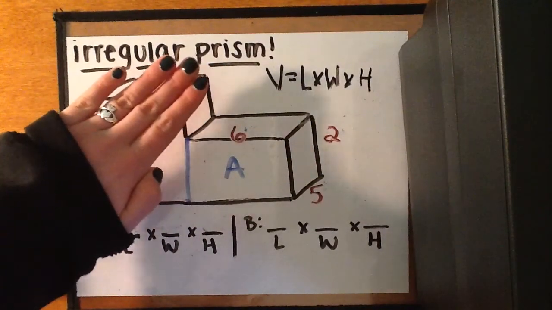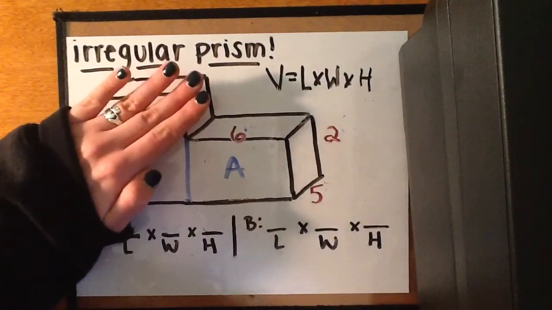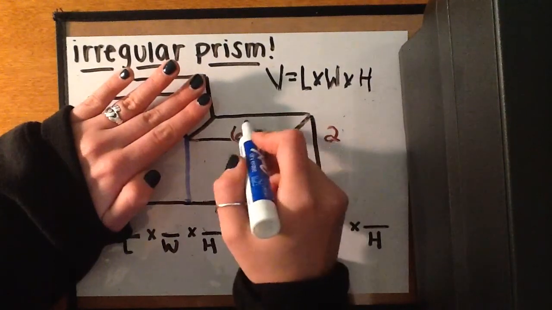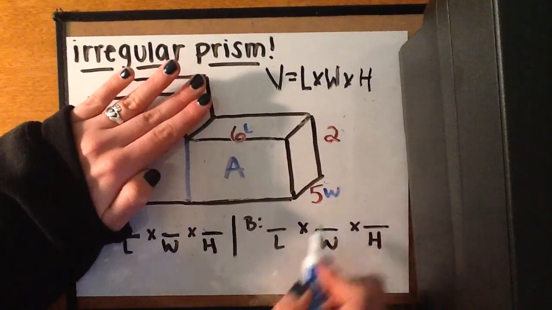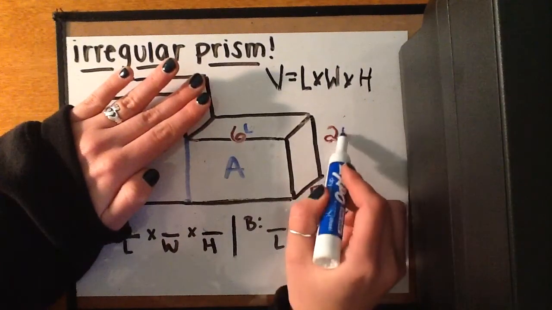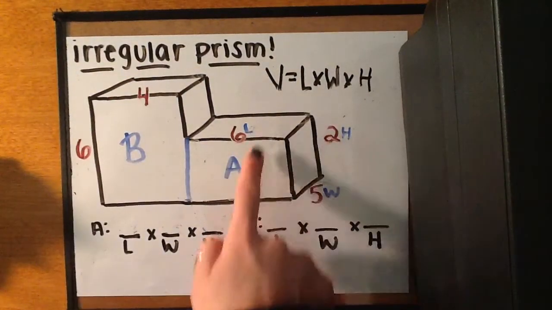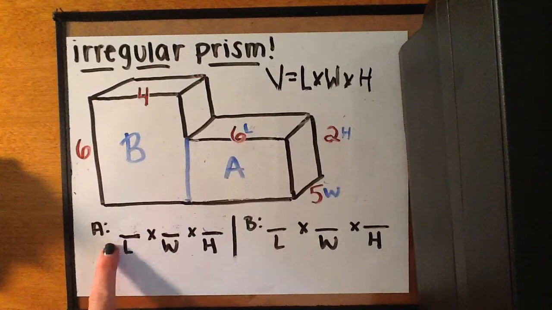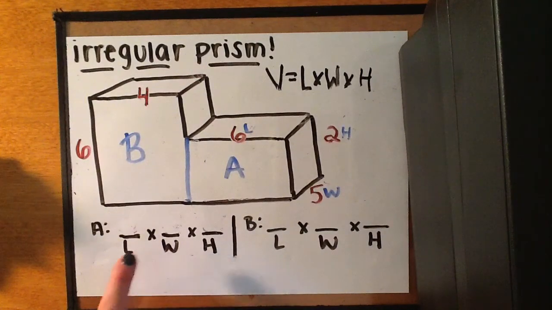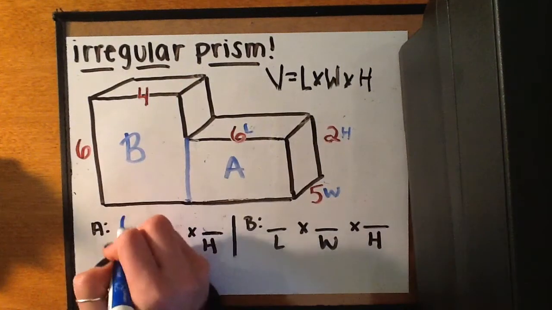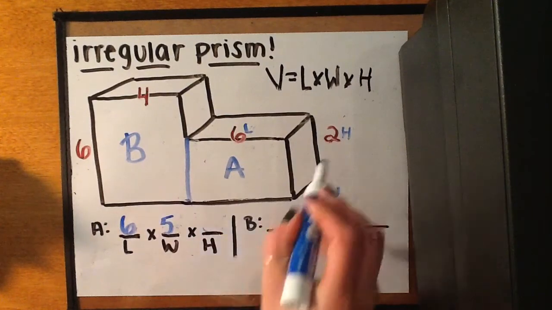And I'm going to figure out, all right, what is my length, width, and height of prism A? So I see that my length is 6, so I'm going to write a little L. My width is 5, so I'm going to write a W, and my height is 2, so I'm going to write H. And I'm just going to use that information that I just labeled and fill it in the blanks for the volume formula for just prism A. So my length is 6, I'm going to write 6. My width is 5, and my height is 2.